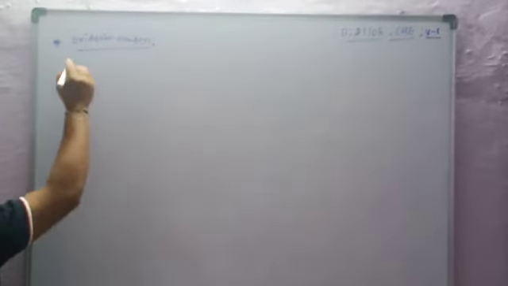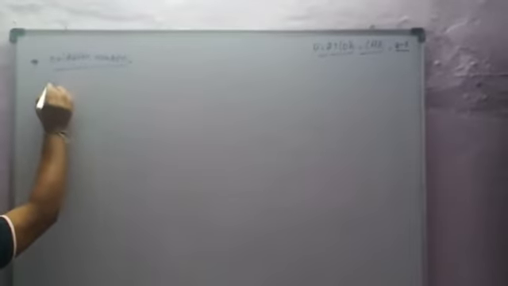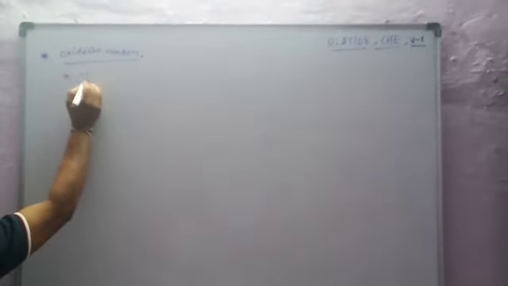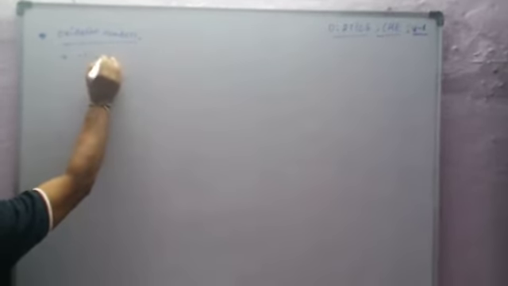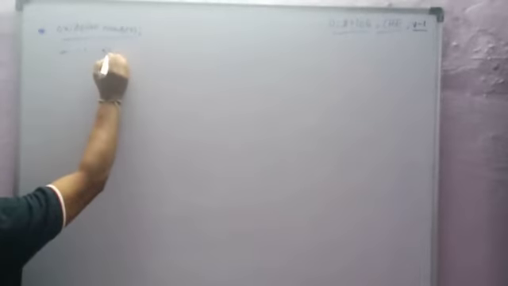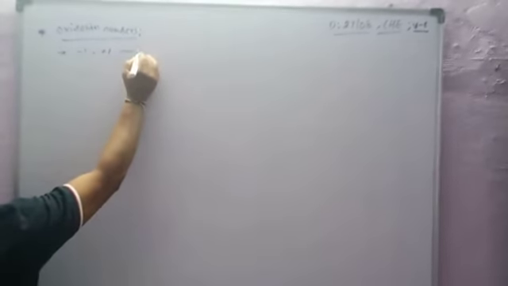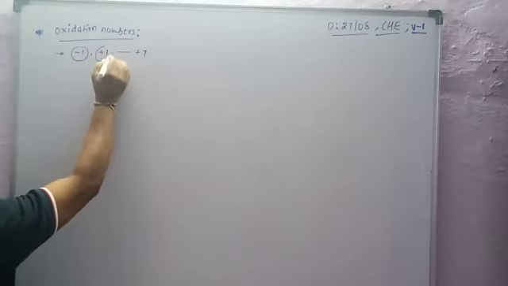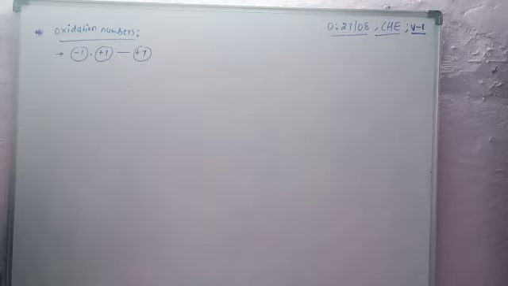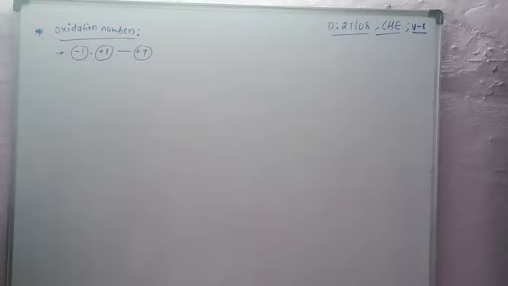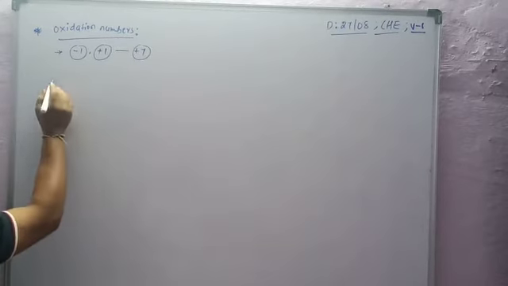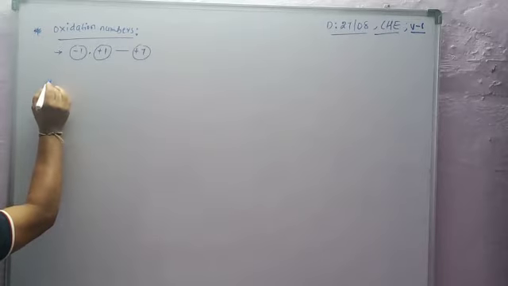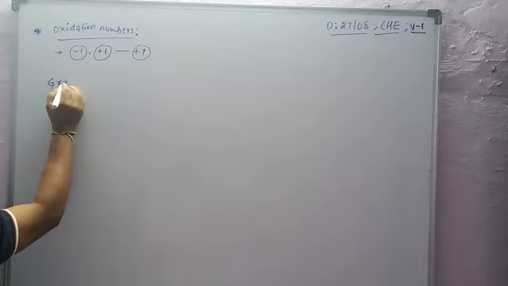7th group elements exhibit -1 and +1 to +7 oxidation numbers. If an element gains an electron, the oxidation number is negative. If it loses an electron, the oxidation number is positive. So now, first, the ground state. What is a ground state?